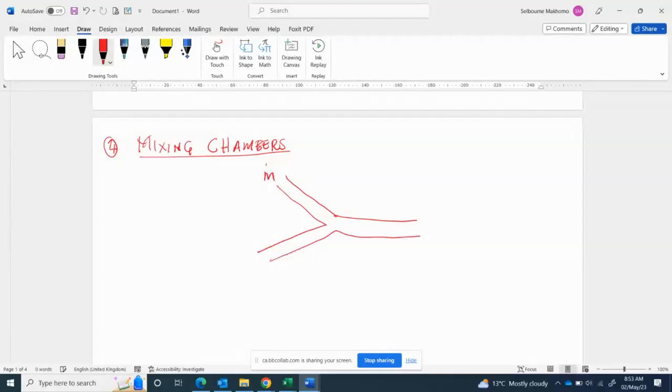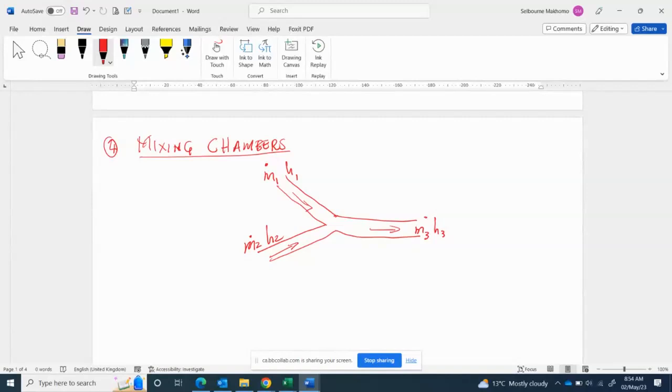So at 1, we have got mass flow rate at 1 and enthalpy at 1. And then at 2, we have got the mass flow rate at 2 and the enthalpy at 2. At this point here, we have got mass flow rate at 3 and enthalpy at 3.